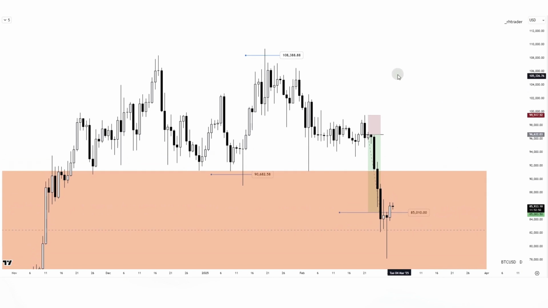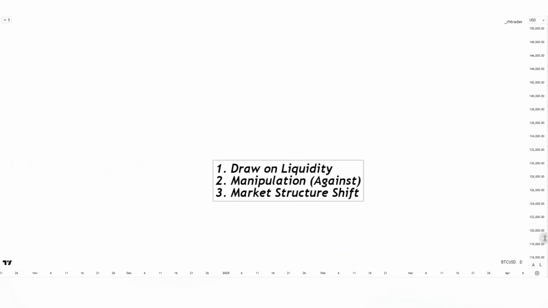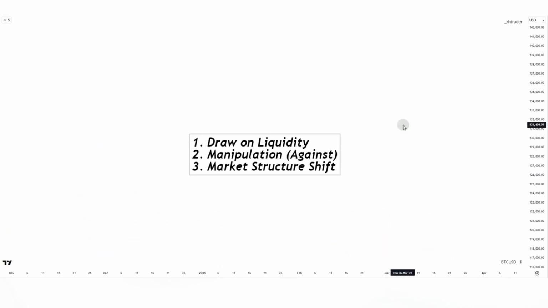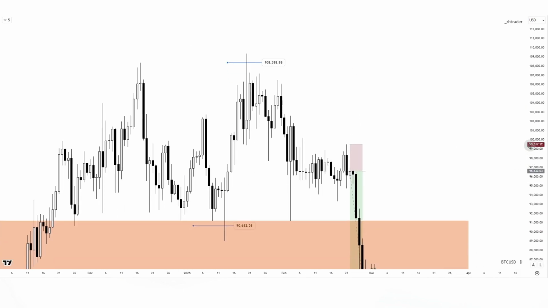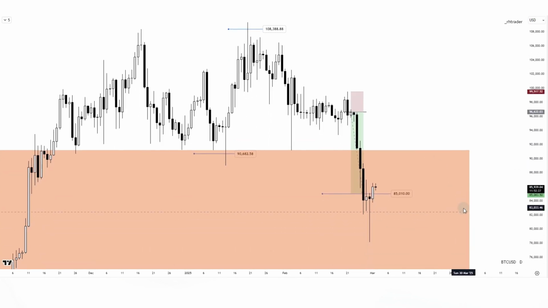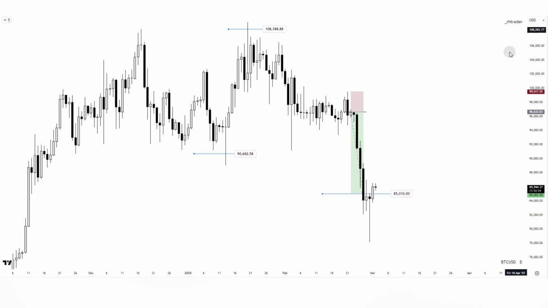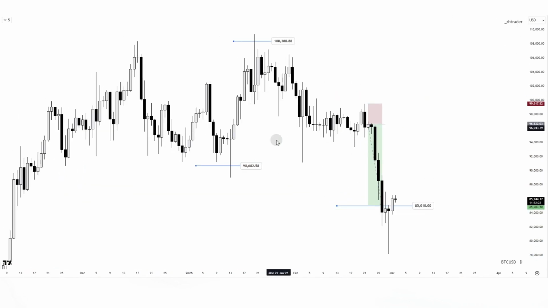So before we get into this trade, we just need to understand a few simple steps, which is we want a clear draw on liquidity, we want a manipulation against the draw on liquidity, and we want a clear market structure shift on the lower time frames. So with this in mind, let's move on to the daily time frame and let's break down this trade.